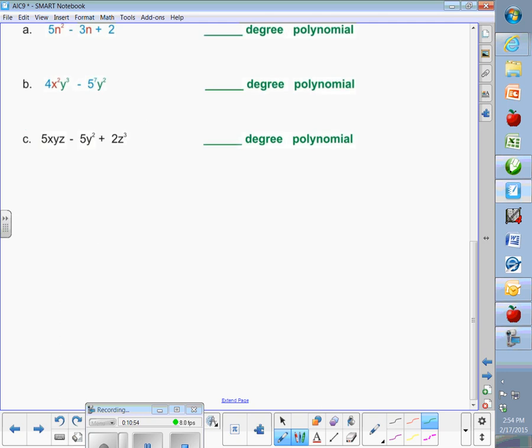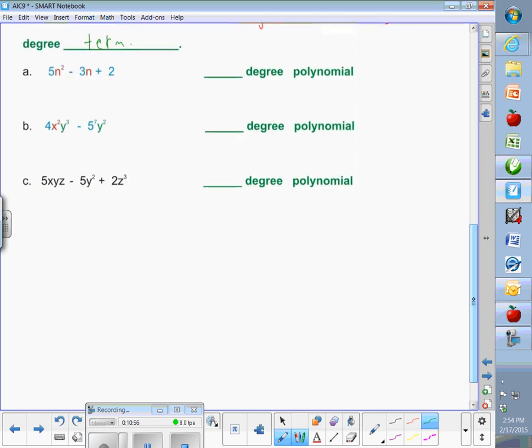All right, so I want to raise this up a little so we can see it. All right, so look at example 1. We have 3 terms, right? We have a trinomial. Okay, hopefully you agree. What's the degree of the first term?